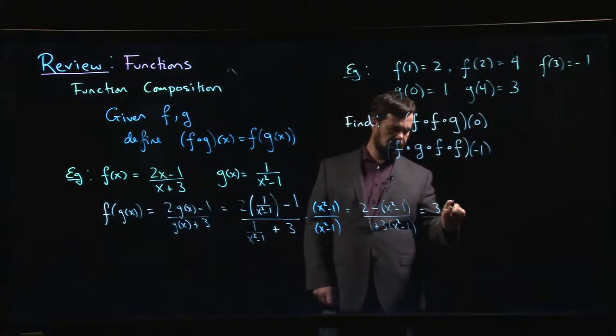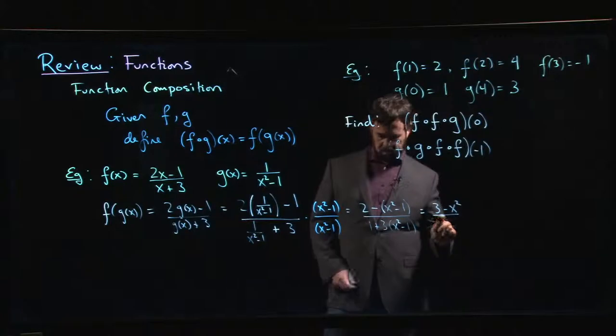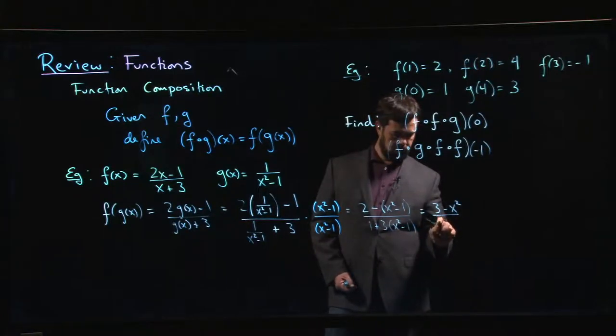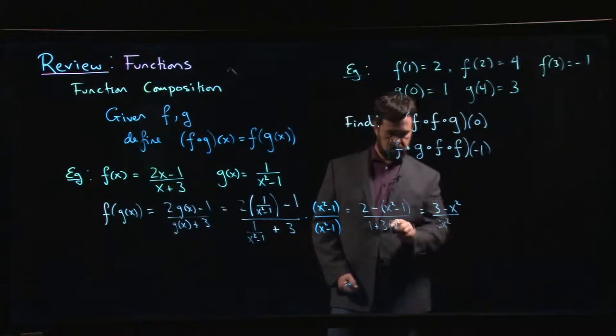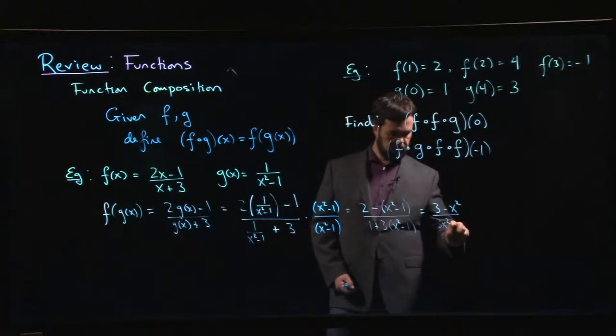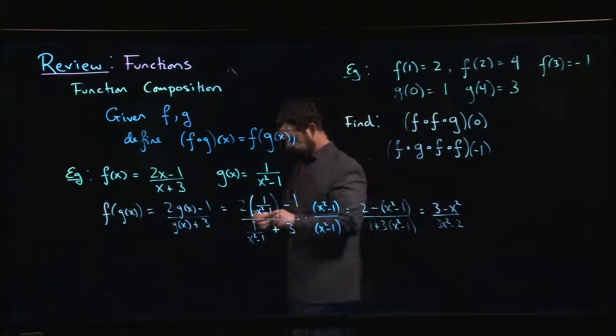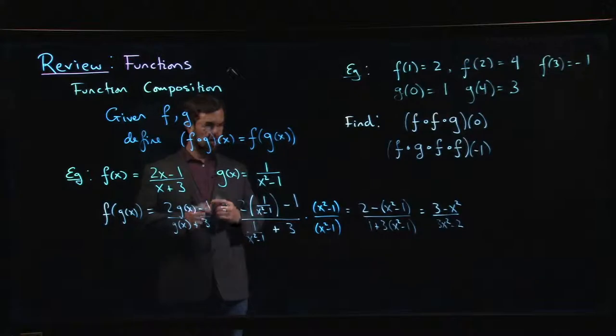And if you want, you can simplify that. 3 minus x squared on the top, and we're going to have 3x squared minus 3 plus 1 minus 2 on the bottom. Okay, so you can plug it in, you can simplify.